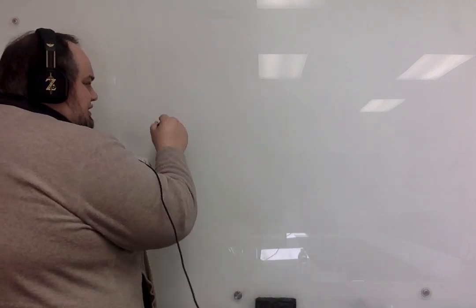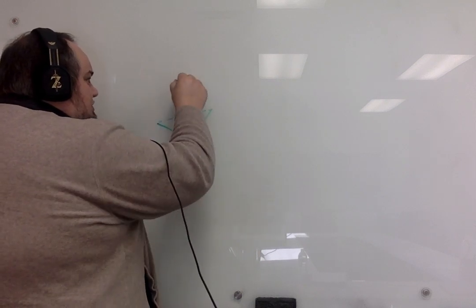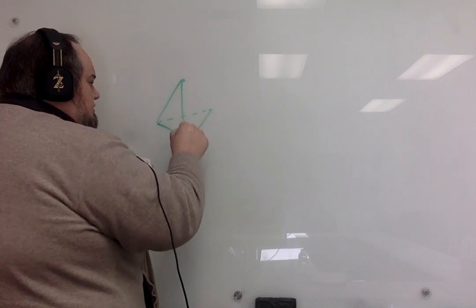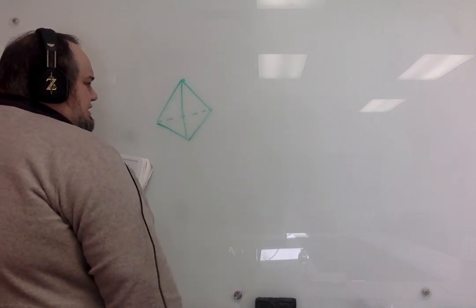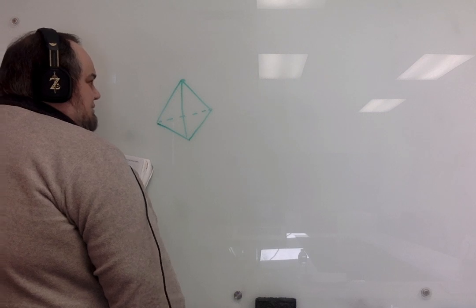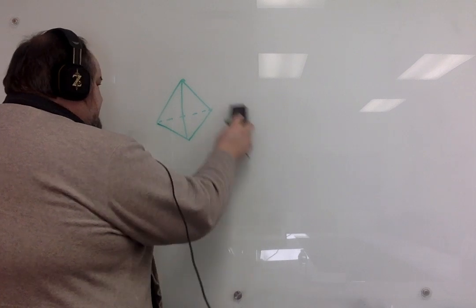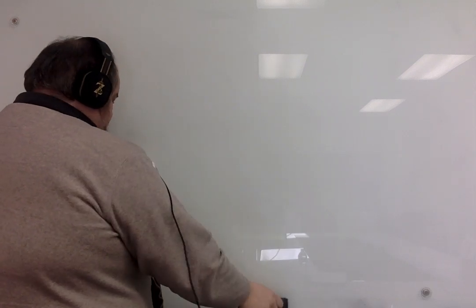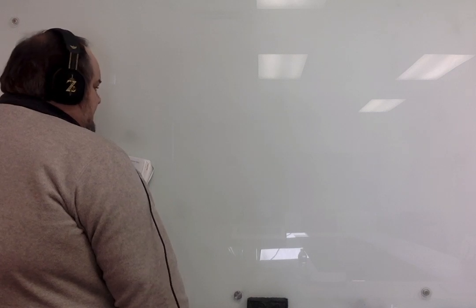Another common type of pyramid is a triangular pyramid. So the base is a triangle. It would look like this. So the base is a triangle, and then all the sides meet up at the top. The top part is called the vertex. I don't think it mentions that in your book. And then we have a few other shapes.